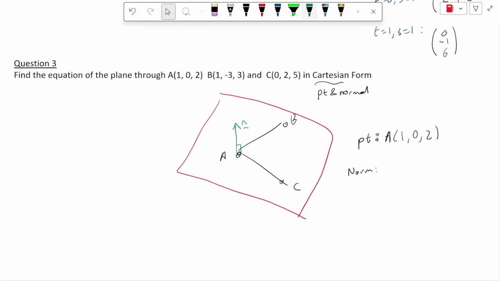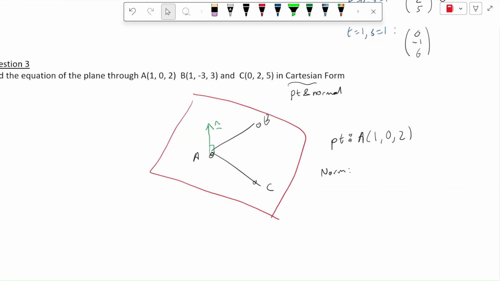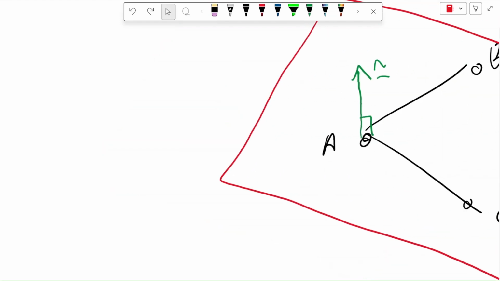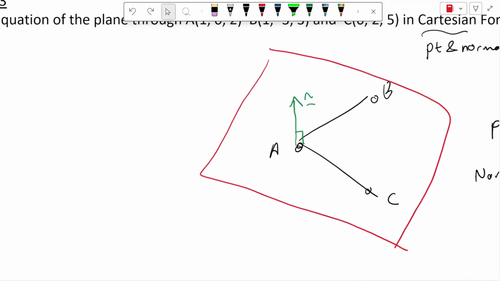Well, conveniently, we learnt a tool for finding that just a couple of videos ago. It's called the cross product. So this normal vector, we can cross together AB with AC. The cross product finds a vector which is perpendicular to AB and perpendicular to AC. It's perpendicular to both of those, so it'll be perpendicular, or at right angles, to the plane.